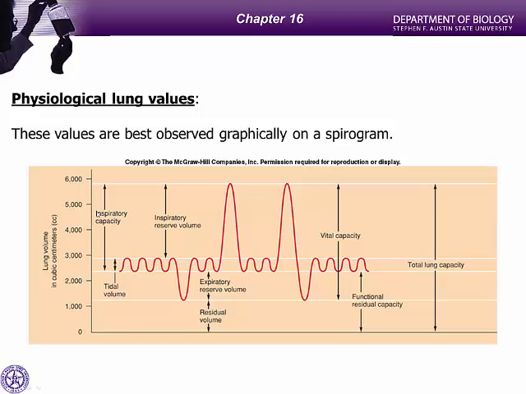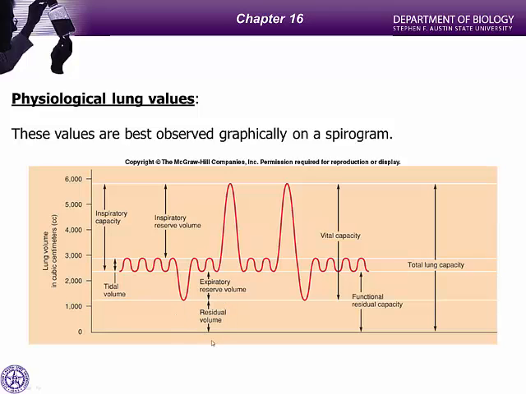Now, many of these are going to have physiological significance as far as diagnosis of disease. Just like we had an inspiratory reserve, here's our expiratory reserve. Now, the vital capacity, this is essentially going to be the amount of air that you can move in and out of the lungs. This is the total amount. So we go down here to our expiratory reserve, all the way up to our inspiratory reserve, and that's our vital capacity.